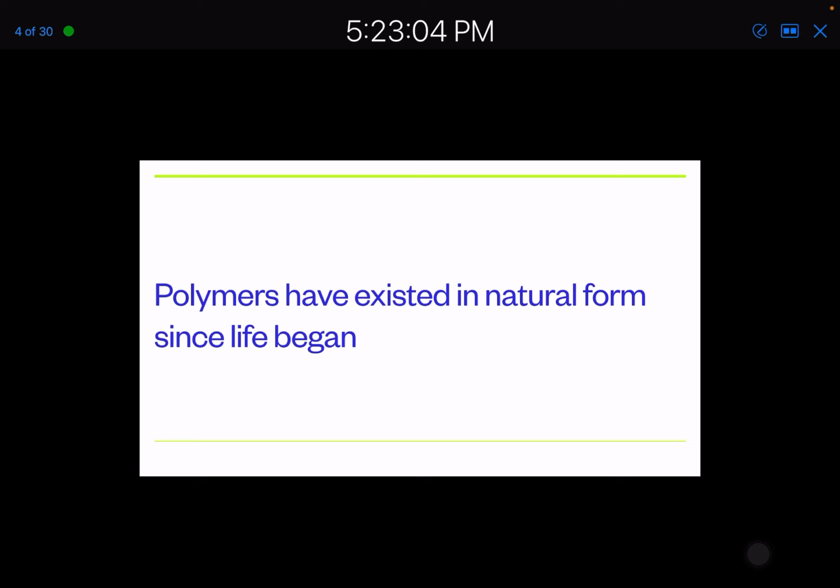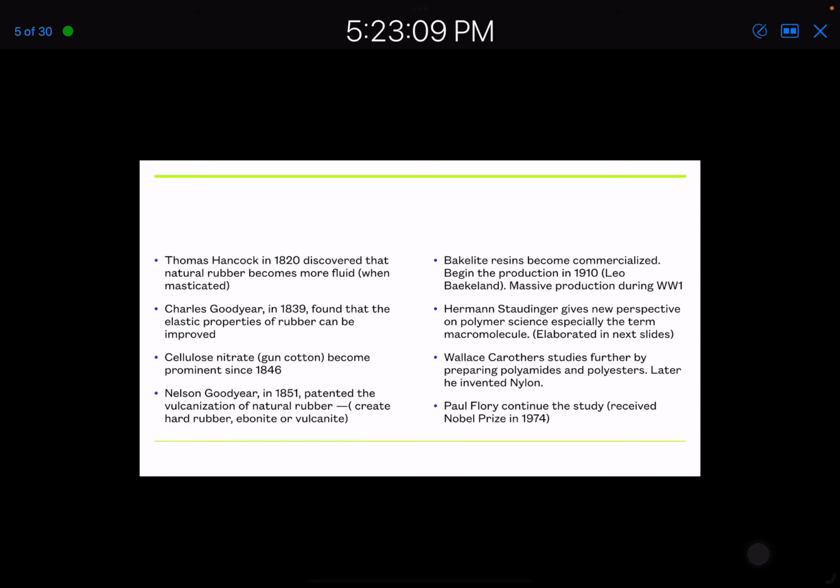So we are going to trace our history a little bit. It is just a really short history. This is not something where you need to write down all the information about polymers, but just a brief intro. Polymer research or discovery, if we trace back in history, goes as early as 1820, when Hancock discovered that natural rubber becomes more fluid when masticated, when given some pressure or stress. Think of something rubbery: if you push it many times, it sometimes becomes more fluid, more stretchy, when you apply stress or tension.